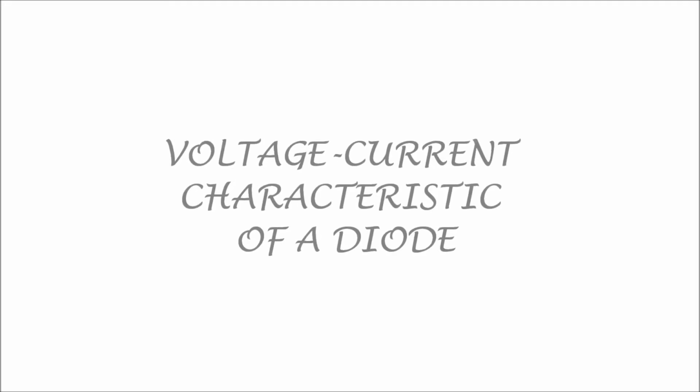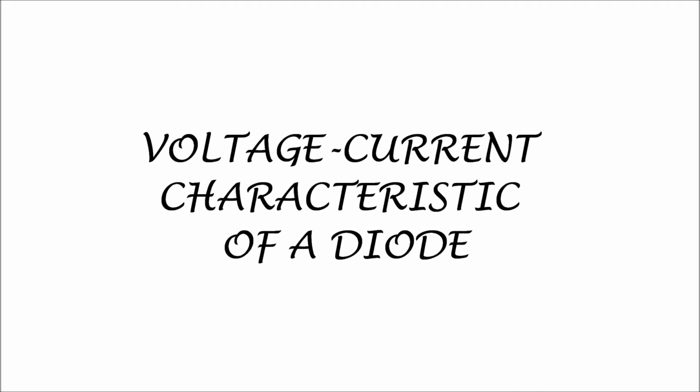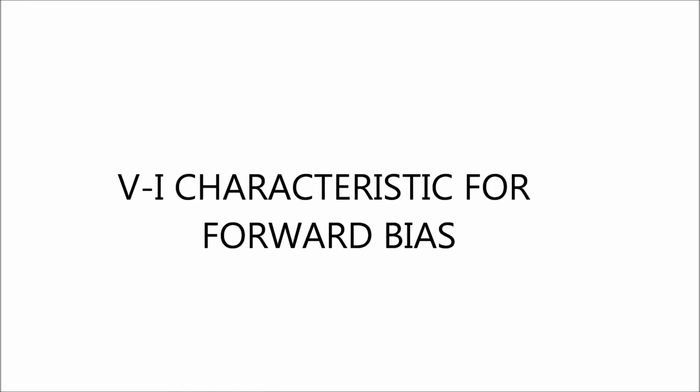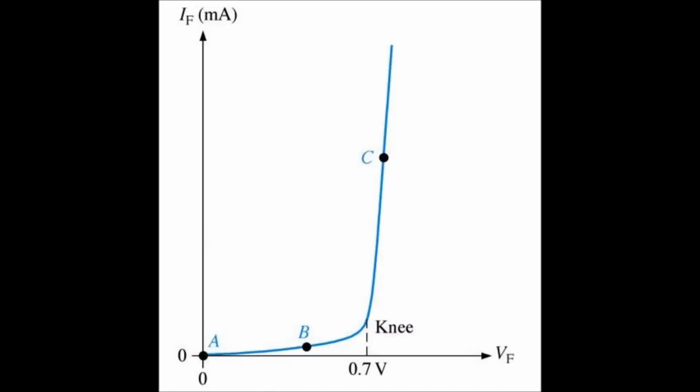Now, we will go through the voltage-current characteristic of a diode. VI characteristic for forward bias. When a forward bias voltage is applied, there is a current called forward current. In this case, with the voltage applied less than the barrier potential, the diode, for all practical purposes, is still in a non-conducting state. Then, the current is very small.